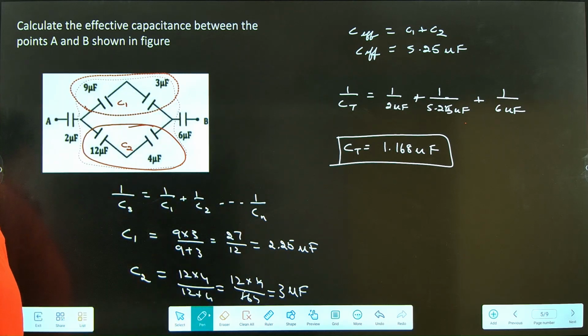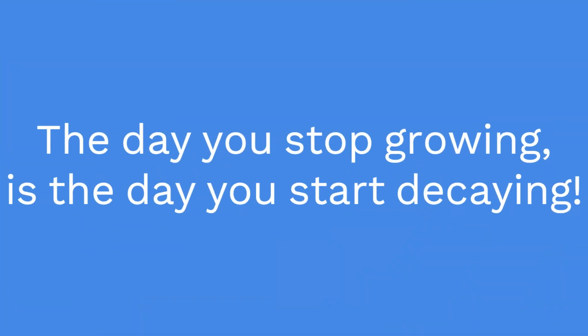That's how you solve capacitors in series and parallel. It's quite a simple question, can appear in competitive exams as well. Let's practice.